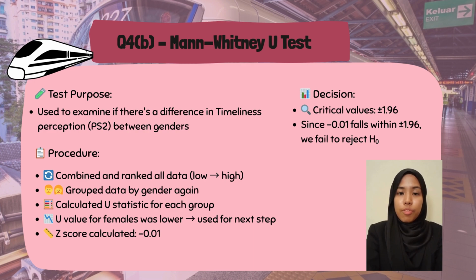Since the U value for female was lower, I used that value to calculate the Z score, which was negative 0.01. Comparing this to the critical values of plus or minus 1.96, the Z score falls within the acceptance region, so we fail to reject the null hypothesis, indicating no significant difference in timeliness rating between genders.